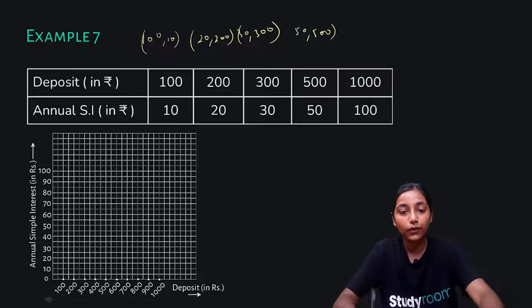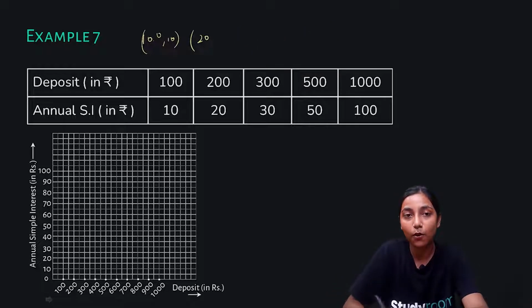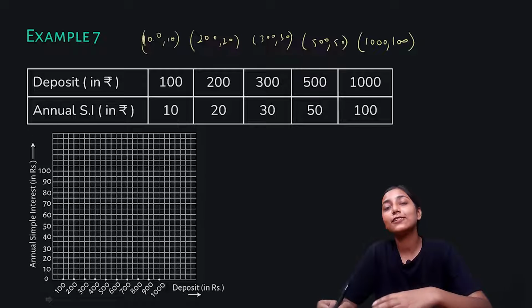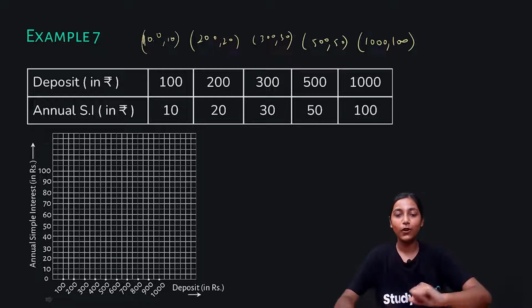Sorry, it's just the opposite. First of all, our x-axis will come, that is, deposits will come. So 200, here it is 100, 10, 200, 20, 300, 30. And then I have 500, 50. At last, I want to plot 1000, 100. If I plot all these coordinates on my graph sheet, I will get the graph that we had to plot.